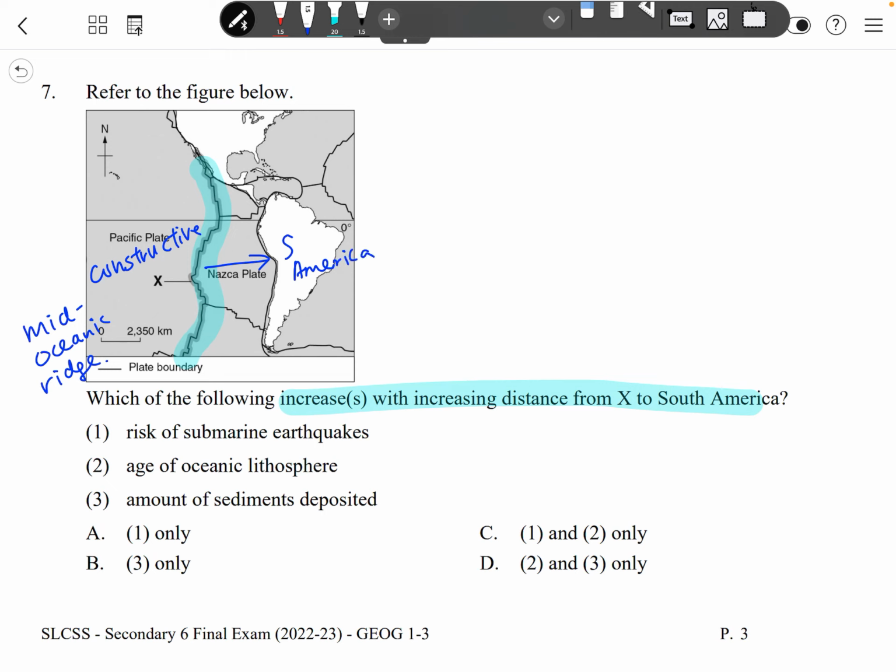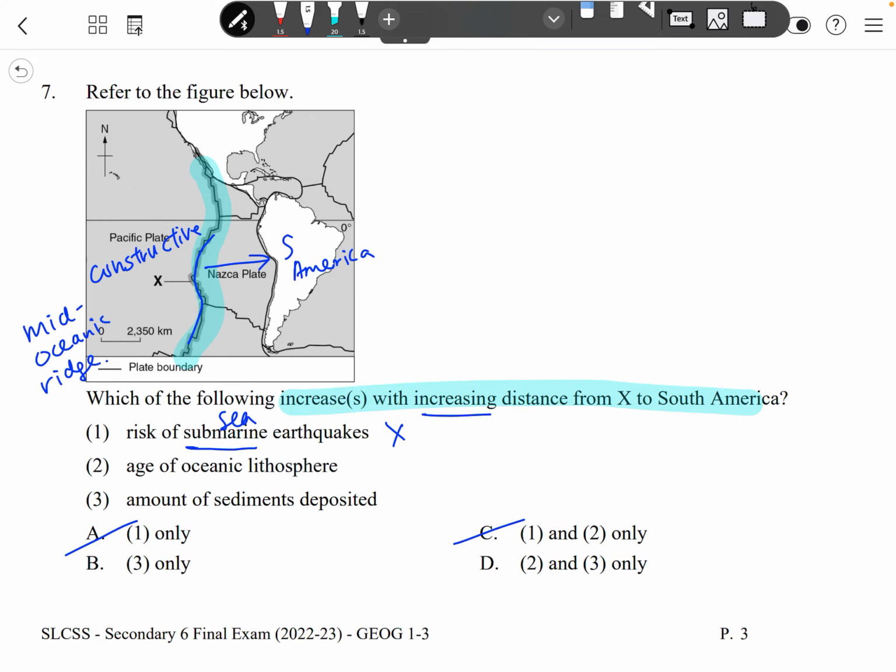As we can see, option number 1 is the risk of submarine earthquake. Submarine earthquake means the earthquake found on the sea. The high risk of submarine earthquake is found along the plate boundary here. Increasing distance towards South America, the risk will be lower, not increase. So number 1 is not correct. So you can delete option 1 and option A and option C.